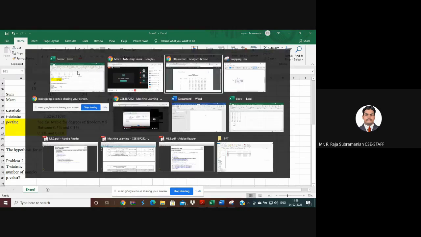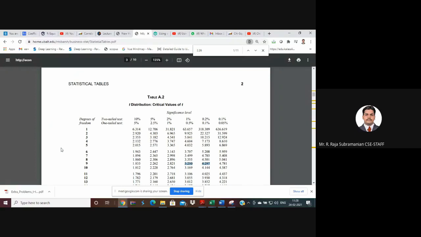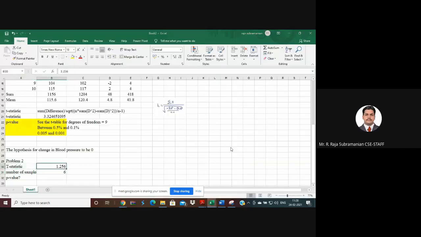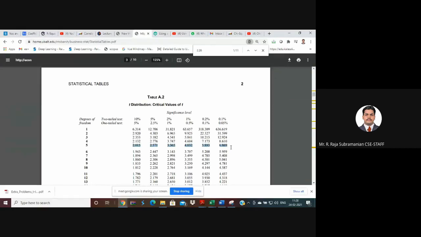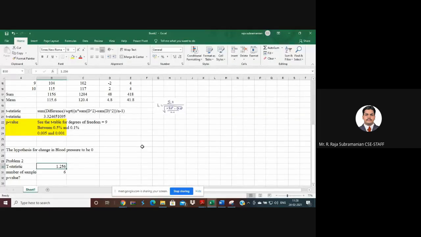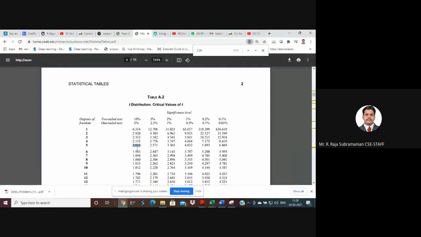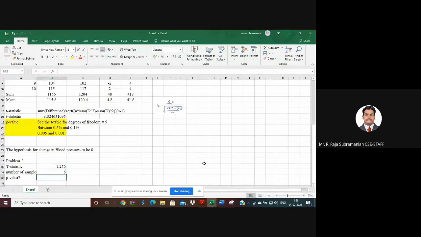Okay, so shall I show the t table? Yes, sir. In degrees of freedom 5, since the value is randomly given, none of the values actually satisfies. But you can at least take the closest value, which is less than 5 percent. So my given value of 1.256 will be closely related to less than 5%. So I can say that it lies below 5 percent.